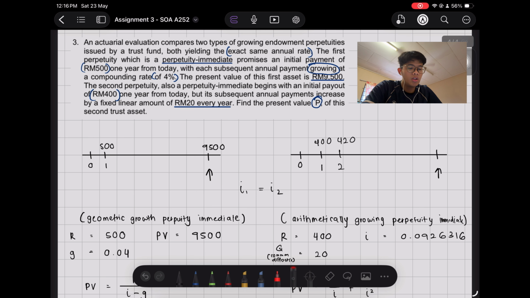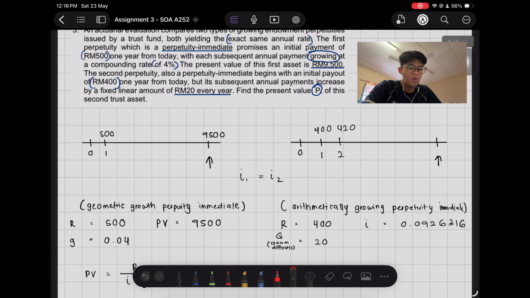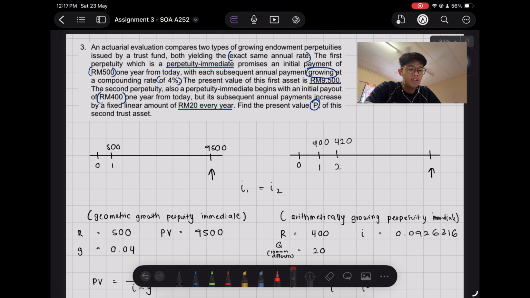The second perpetuity, also a perpetuity immediate, begins with an initial payout of 400 ringgit one year from today, but its subsequent annual payments increase by a fixed linear amount of 20 every year. Find the present value P of this second trust asset.